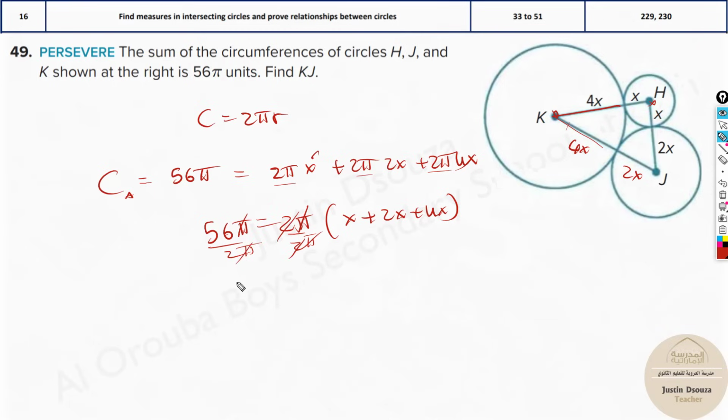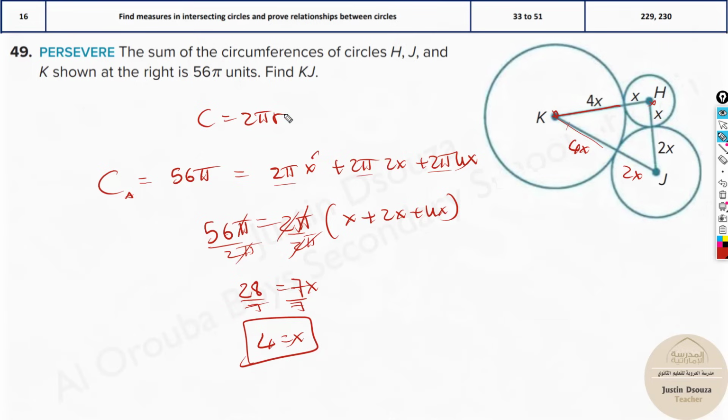56 divided by 2 would be 28. Now you just add them up: x plus 2x is 3x, plus 4x is 7x. So I will just write 7x. Now divide both sides by 7. You will get 4 equals x. That is the x value.